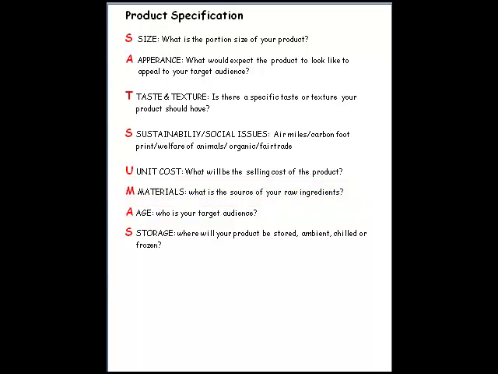Will you be making everything from scratch, or are you going to be using any component ingredients which you might include as a specification point? A is for age, so who is your target audience and why? S is for storage. Where will your product be stored?